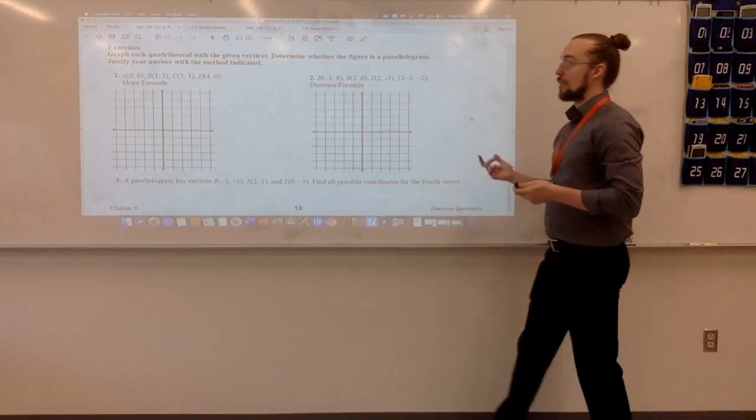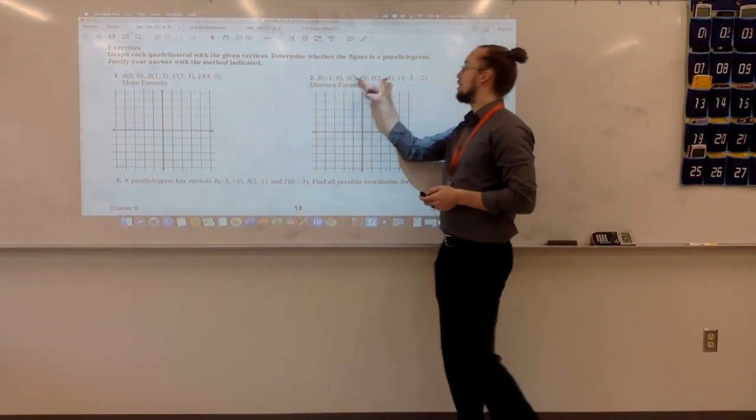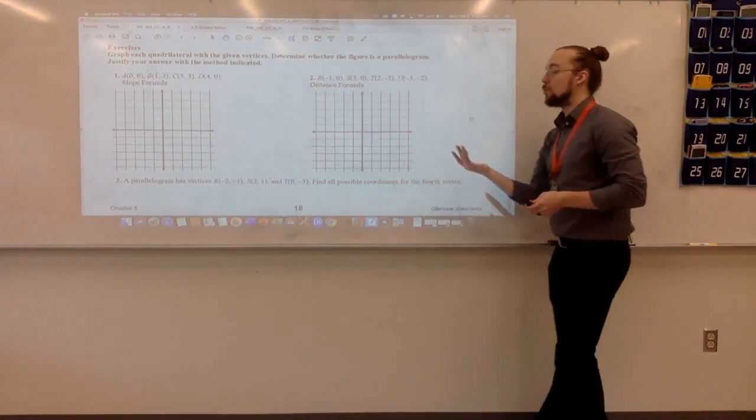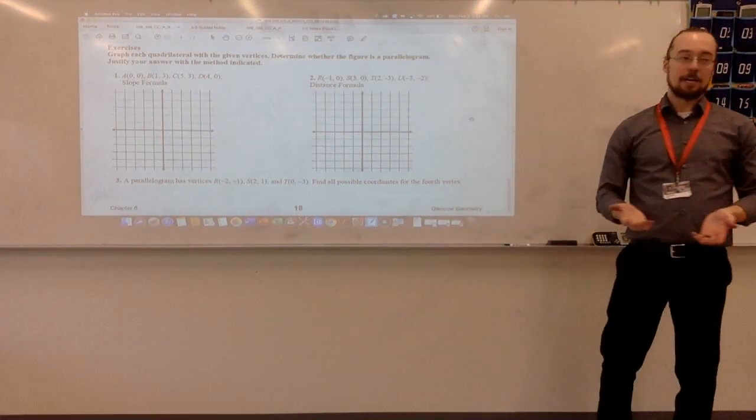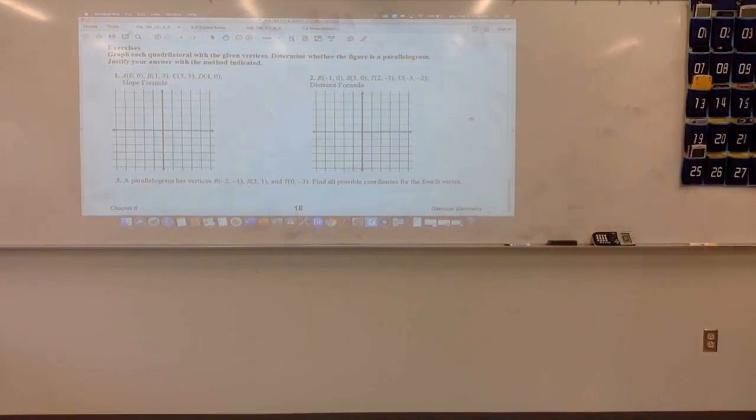You're going to find the length of RS, ST, TU, and UR, and see if opposite sides have the same length. We're going to spend a little bit of time for you guys to practice these 2 here. Have at it.